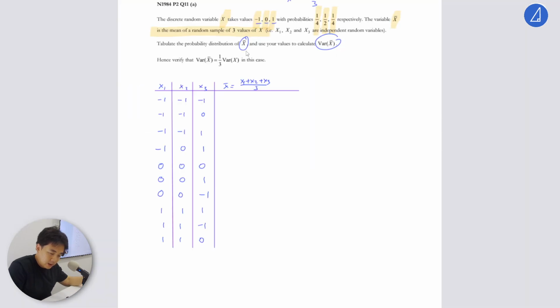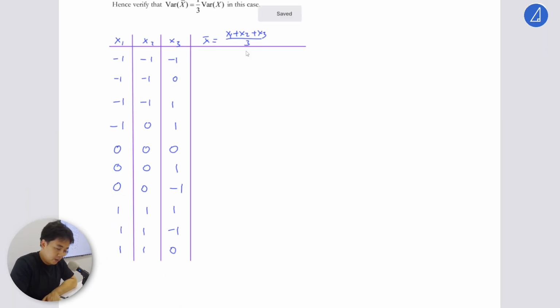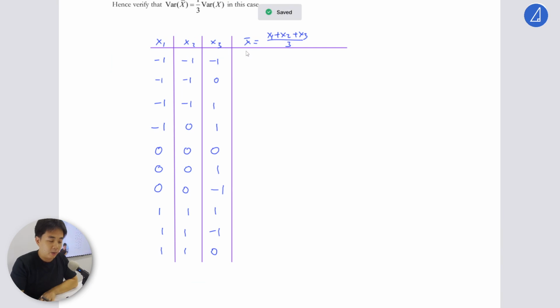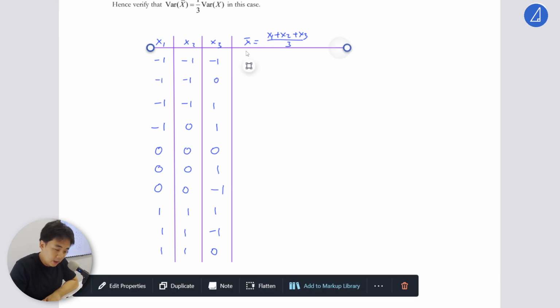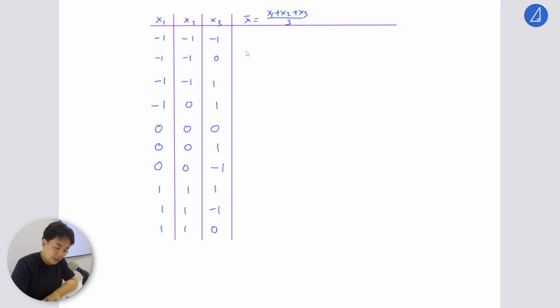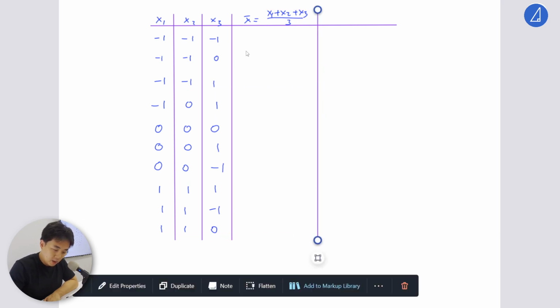I'll just list it down. This is a table I will come out with now. Later we just sum the probabilities and see if they make up to 1. If it doesn't make up to 1, then no choice. So for this x̄, let's see how to calculate the probability.